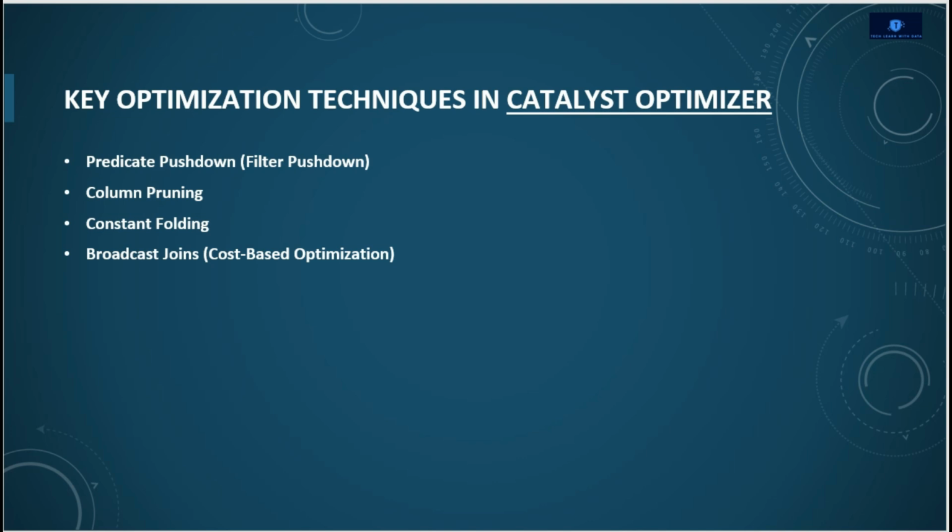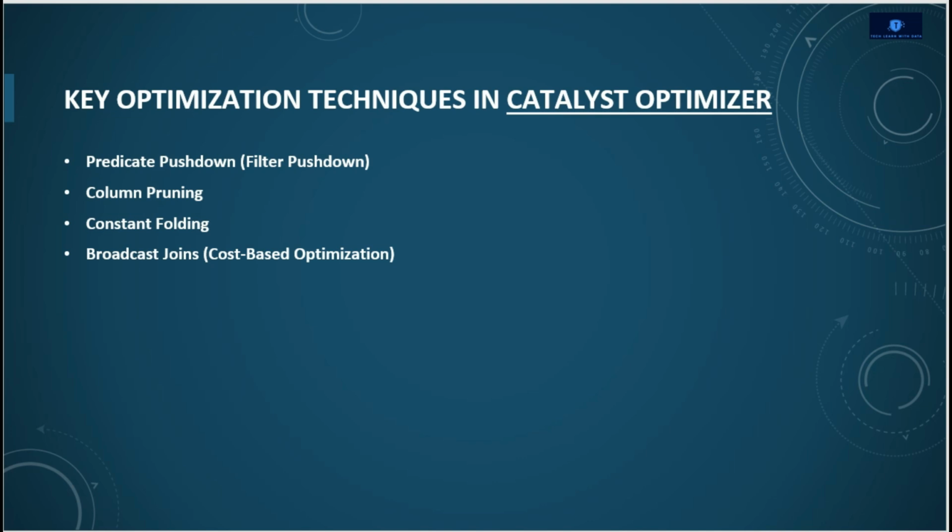Okay, fourth one is the broadcast join. That is the cost-based optimization. It also automatically broadcasts the join with the smaller table to avoid costly shuffling. If you have a small data frame and you also have another large data frame, what it will do is join the data frames with the help of the broadcast.